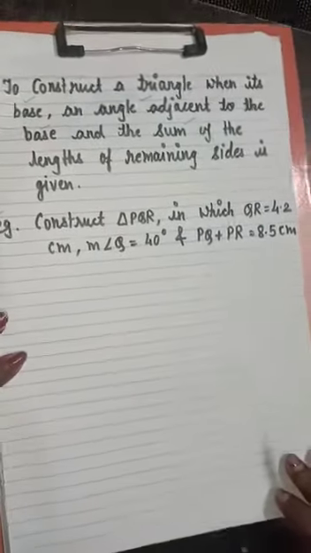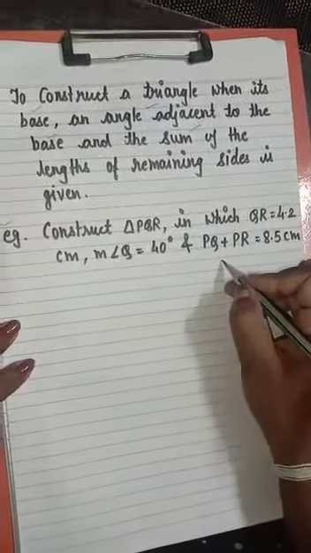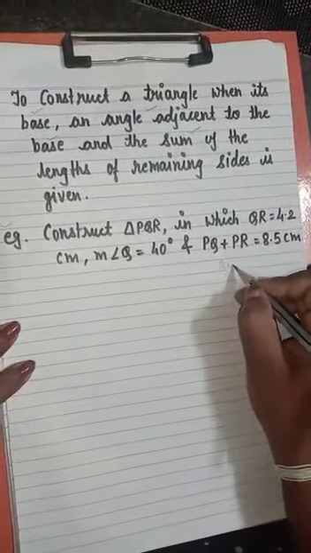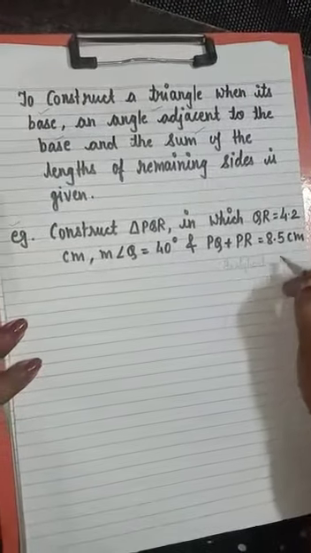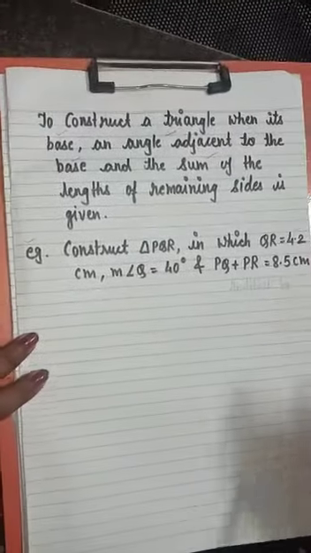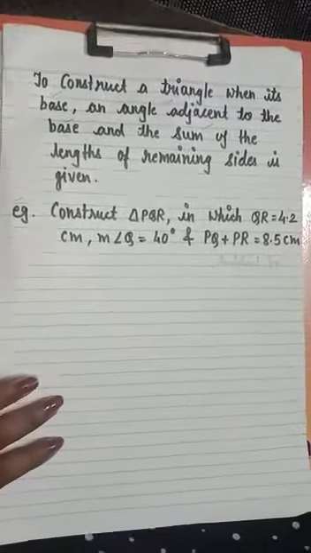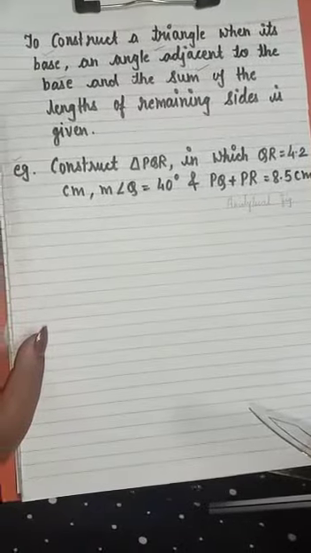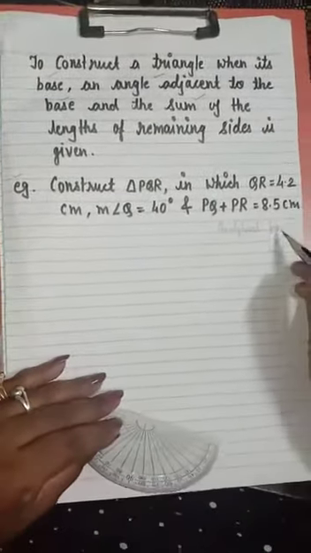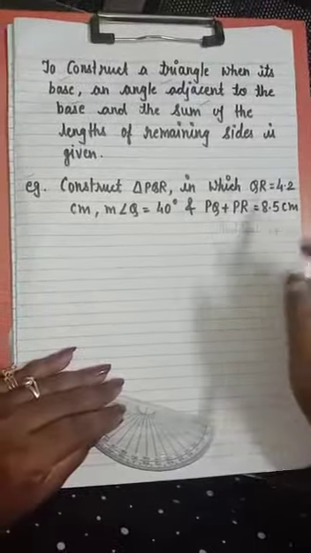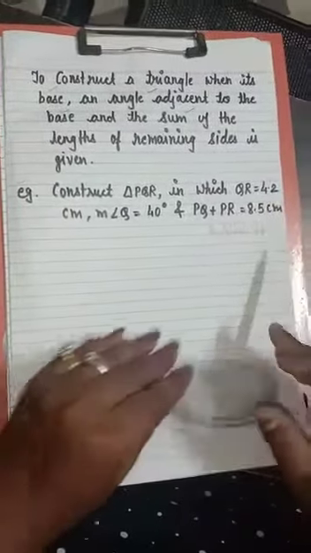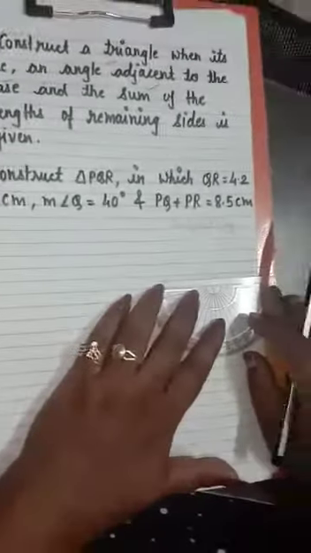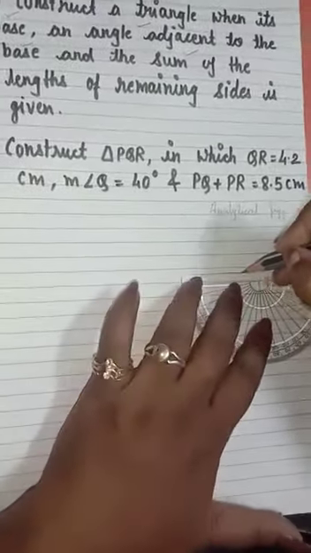Now for that, what is important? It's very important to have an analytical figure. Analytical figure is nothing but a rough figure. Now it is clearly told base. So base is here QR. So we'll draw the base. Analytical figure, so I am drawing without taking any measurement.